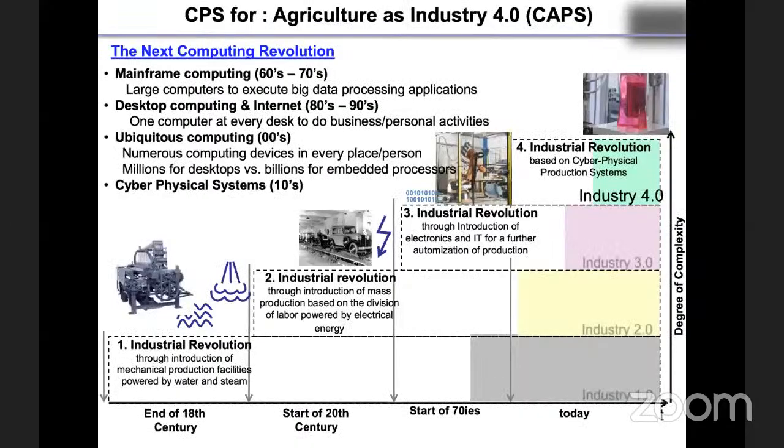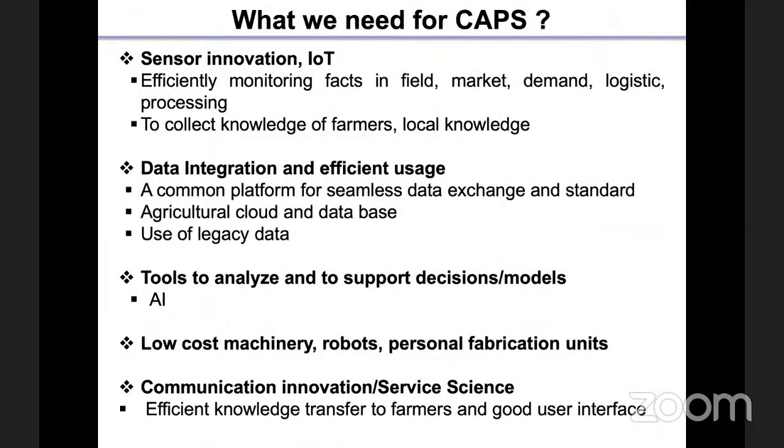And now that cyber physical system for agriculture as Industry 4.0, we have named them as cyber agrophysical system. And what we need for cyber agrophysical system is the sensor innovations, IoT, Internet of Things, as well as sensor network, data integration, and their efficient use, whatever the legacy data we have for agriculture. We have a large number of networked national agriculture systems, both in the research institutes and also universities. And much data has been generated through network programs.